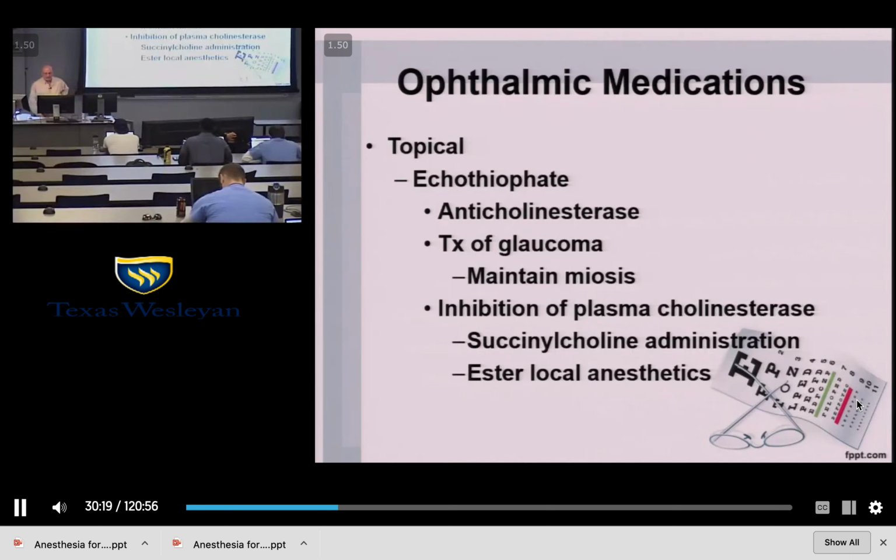And remember, if you have a patient that has been taking this as well, that is going to stick around for 4 to 6 weeks after they've discontinued it. So you still want to avoid giving succinylcholine to those patients.